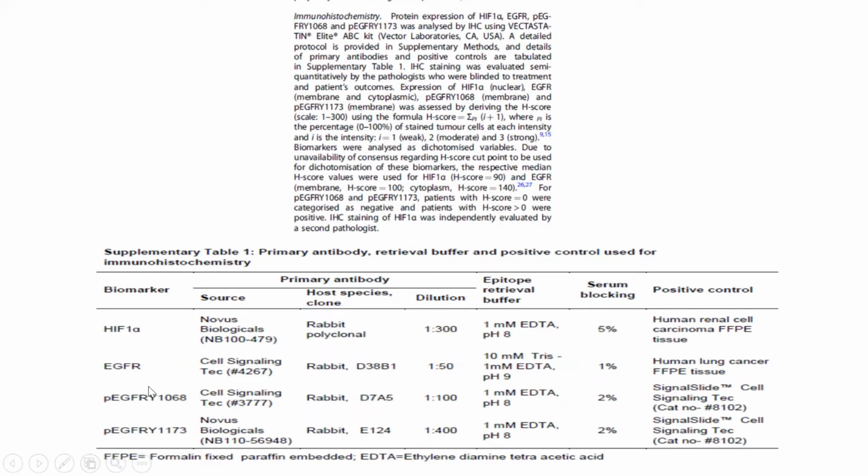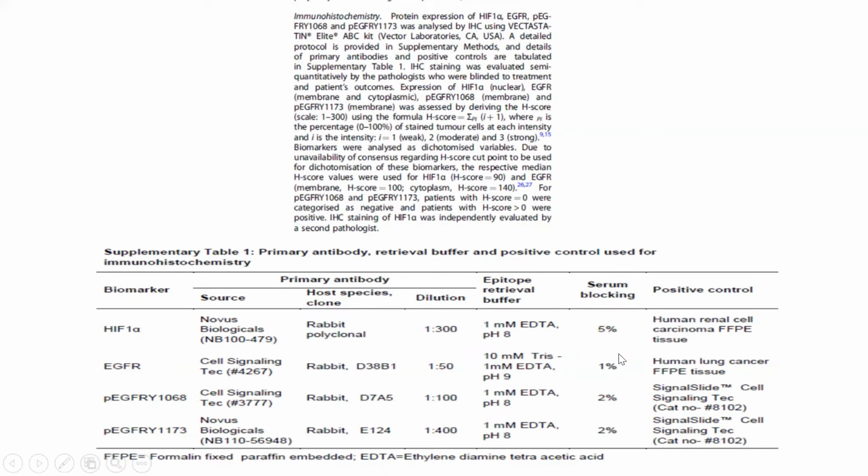As I was discussing the technique, I will let you know the details. There are different companies which sell these primary antibodies. HIF-1 alpha, EGFR and phospho-EGFR antibodies were taken from Novus and Cell Signaling. The host species was rabbit, in which the primary antibody was raised, so the secondary antibody we use is anti-rabbit. Then there are the dilution of the primary antibody, the antigen retrieval method, and how much serum was used.